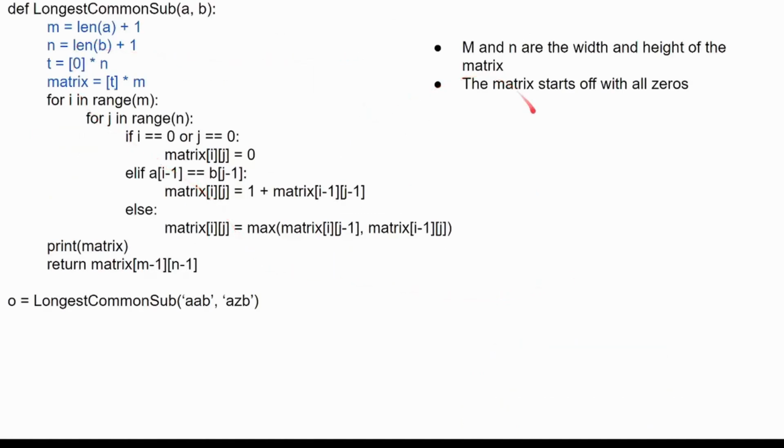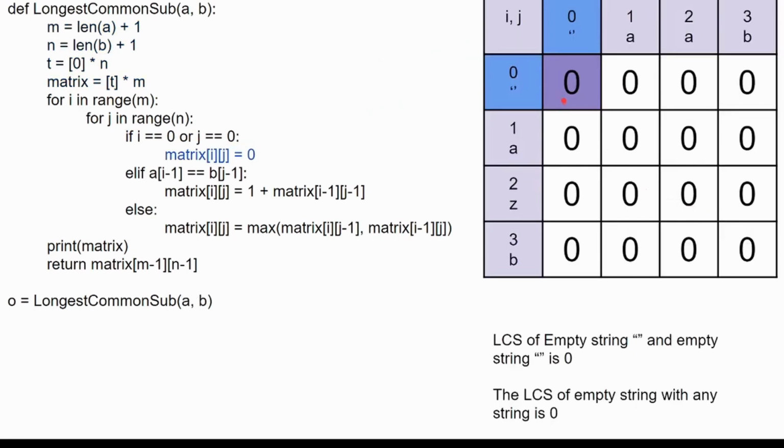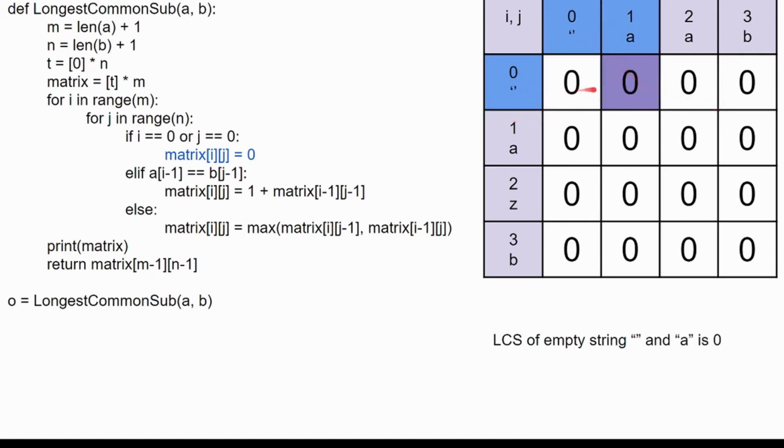So, M and N are the height and width of the matrix. The matrix starts off with all zeros. The strings we're using are AAB and AZB. So this will be the dynamic programming table. Anything with an empty string is 0. Empty string and empty string is 0. Same with this, A and empty string is 0. Same with that, same with that, and this.